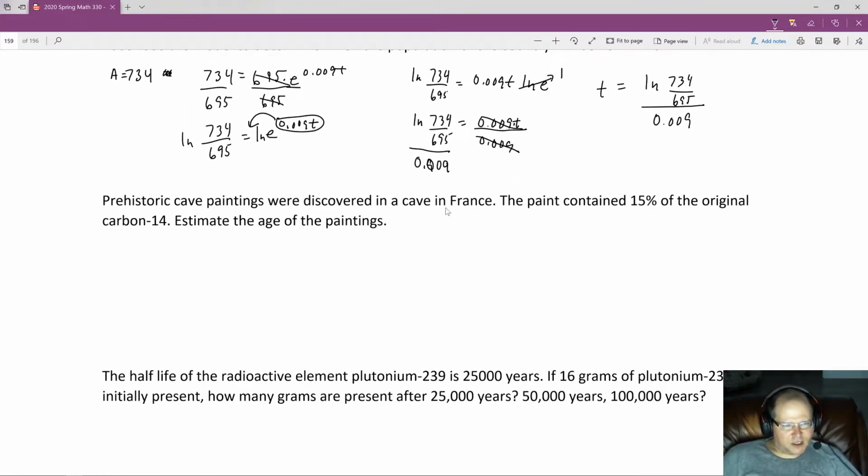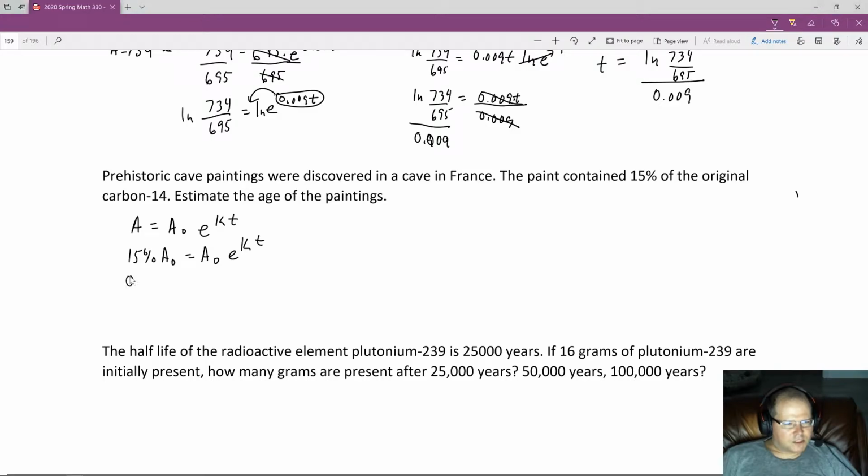Prehistoric cave paintings were discovered in a cave in France. The paint contains 15% of the original carbon-14. Estimate the age of the painting. We have an equation A is equal to A initial times e to the kt, where A in this case is 15% of the original, equal to the original, e to the kt.